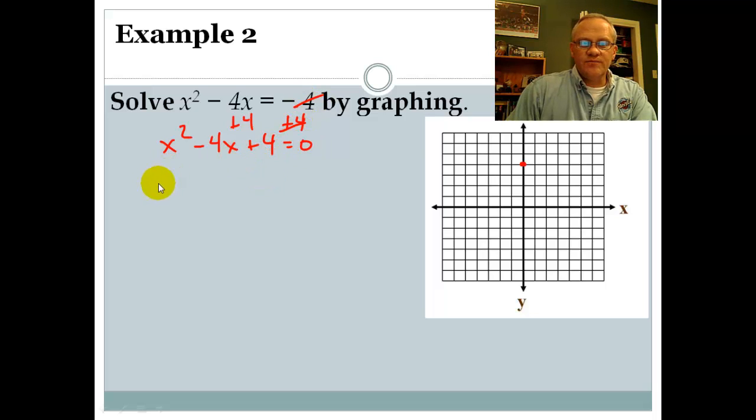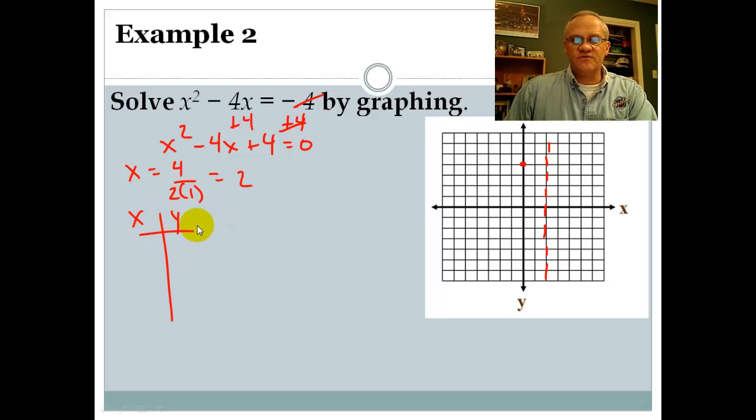Okay, let's just find our axis of symmetry again here. Opposite of b, remember b is negative 4, so that means it's going to be 4 over 2 times 1, which is 2. So that means our axis of symmetry is going to be at 2. Okay, so it's going to be right here. And then again, let's just punch some stuff in and find our table here.